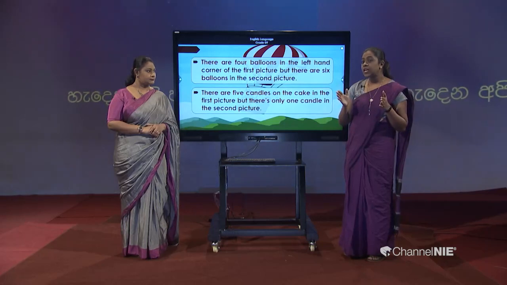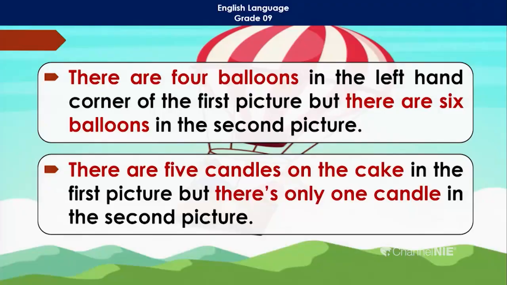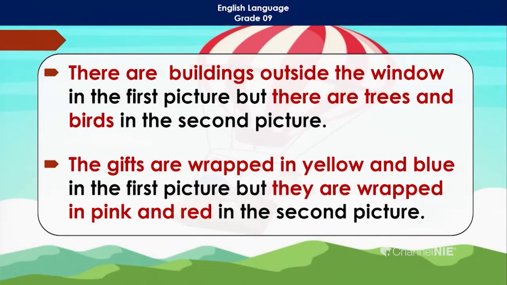Observe these phrases. There are 5 candles on the cake. There is only 1 candle. Okay, Miss Suchitra, would you like to try to read these two sentences? All right, Miss Augusta. There are buildings outside the window in the first picture, but there are trees and birds in the second picture.